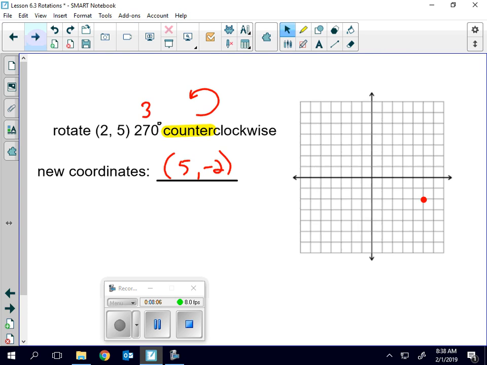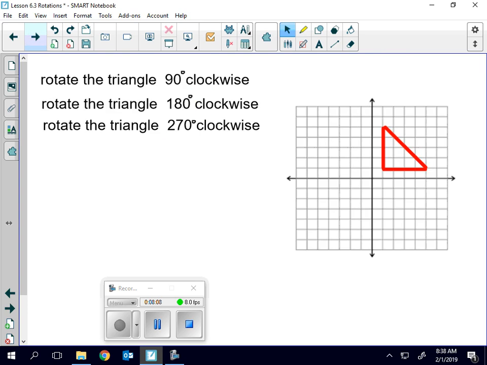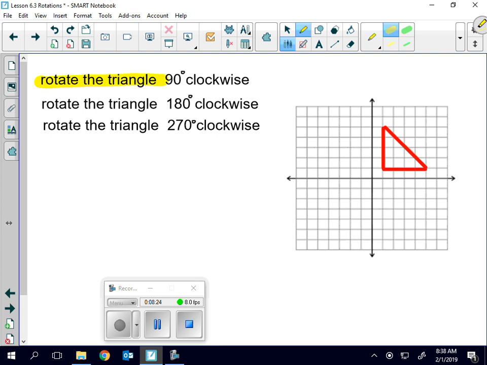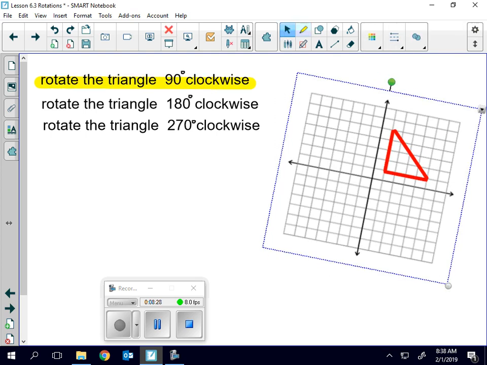All right, what if we have a shape? Can you draw that shape? You can use another piece of paper if you'd like, or on the same piece of paper, I don't mind. We're not going to copy down the coordinates this time, we're just going to turn it and see what it looks like. So once you have your triangle down, you can move with me here. We're going to rotate it first 90 degrees clockwise.